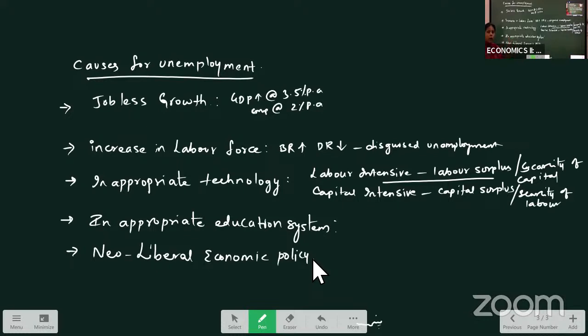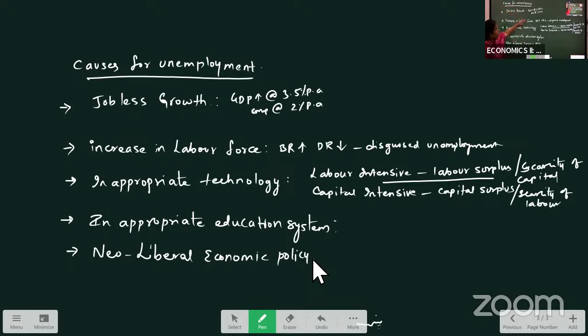So, the reforms which were introduced in the country during the 1990s increased income inequalities. So, growing income inequalities have resulted in demand recession as well as unemployment. So, that is our neoliberal economic policy. So, just go through this one. What are the causes for unemployment here?